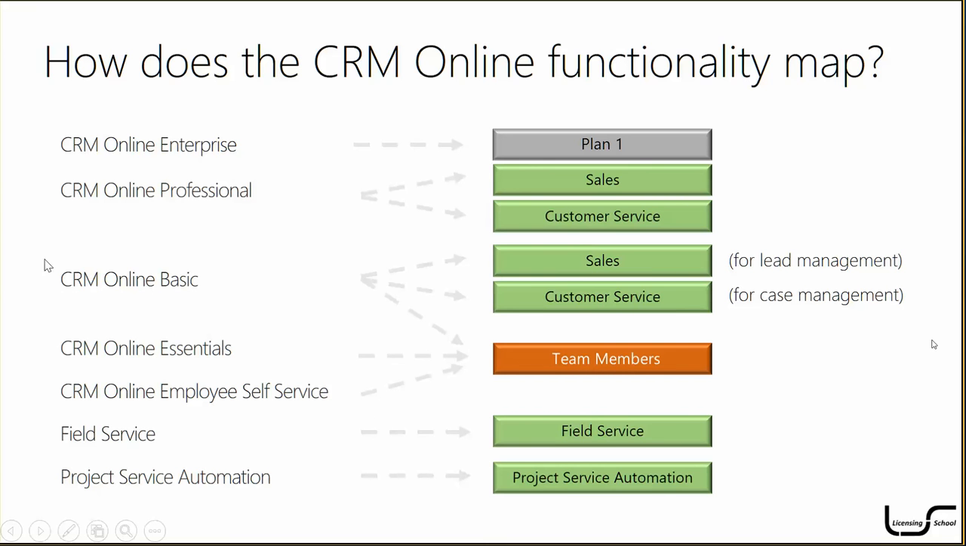But CRM Online Basic, this is if you've got customers who have these licenses and they're going to renew into Dynamics 365, then it depends what they've been doing. If they've been doing lead management, they'll go to sales. If they've been doing case management, they'll go to customer service. If they've been doing other, quite basic tasks, they would go to team members. And this is all documented in the licensing guides.